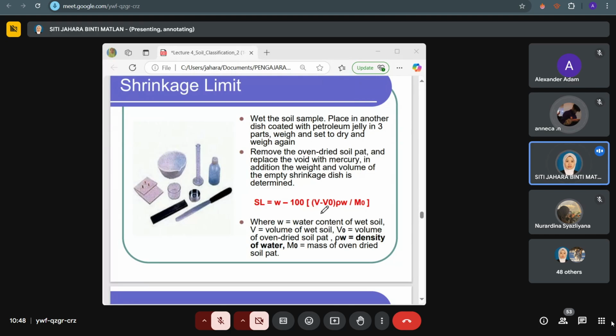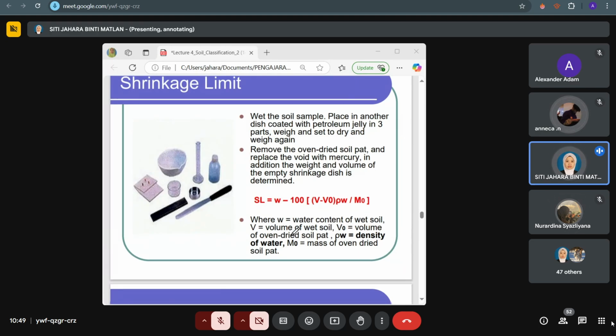So this is the basic test that we can use to determine the shrinkage limit. So note that this test is less commonly used in routine practice, but it is important for understanding the volume change behavior of clay soil. It can be used in the determination of what is called volume change behavior. Okay, basically in clay soil.